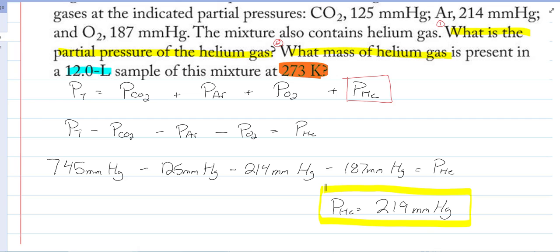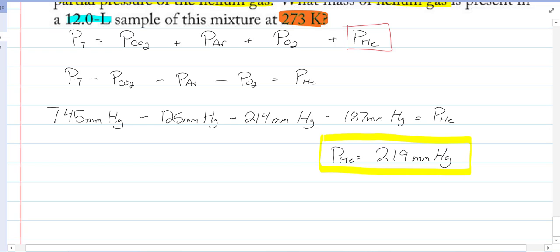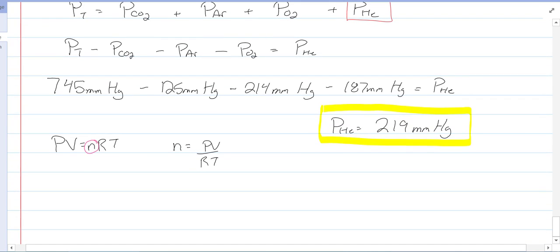Now, I have a pressure, I have liters, and I have a temperature. I want to know the mass. PV equals nRT. I can solve for n here, for helium. So n equals PV over RT. The problem I have is the pressure is 219 millimeters of mercury. We know that there are 760 millimeters of mercury in 1 atmosphere. That gives me 0.290 atmospheres.